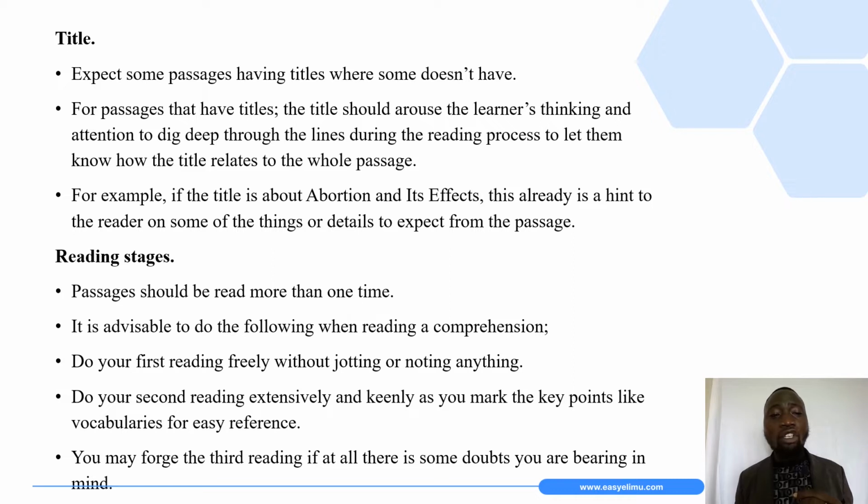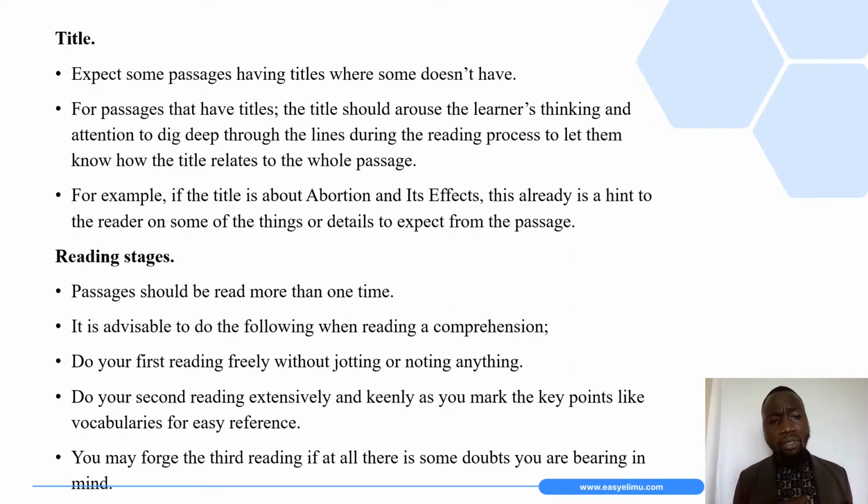So if a passage has a title of say abortion and its effects, this already is a hint to the reader on some of the details to get from the passage. Maybe we can come across fetuses being dumped by the roadside. Maybe death that also comes as a result of unsuccessful abortions, and so on. So by that, already the reader's thinking and attention is aroused.